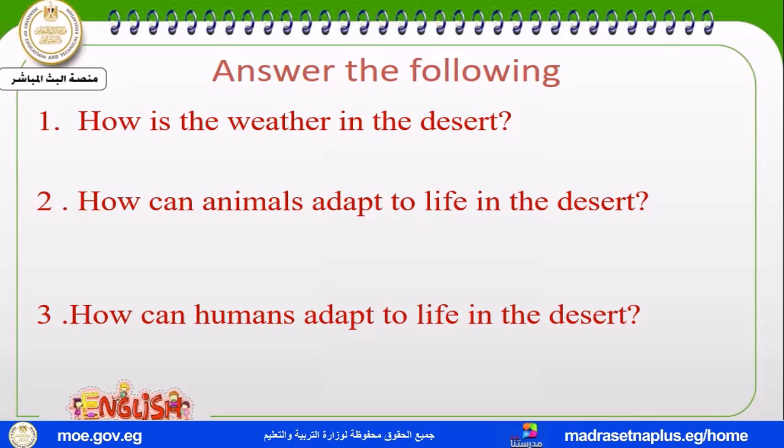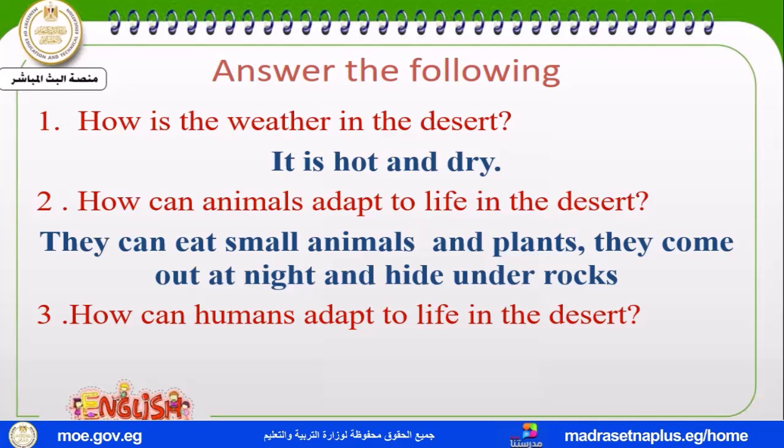Have you guessed the answer? Here is the answer. The weather in the desert is hot and dry. Very good. Some animals can adapt to life in the desert when they eat small animals, when they eat plants, when they come out at night and hide under rocks, like an owl.